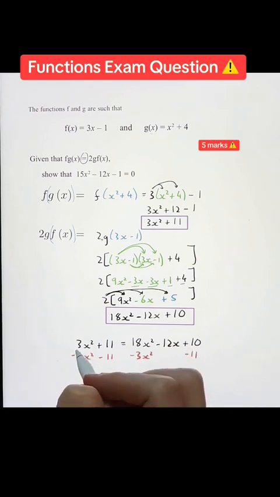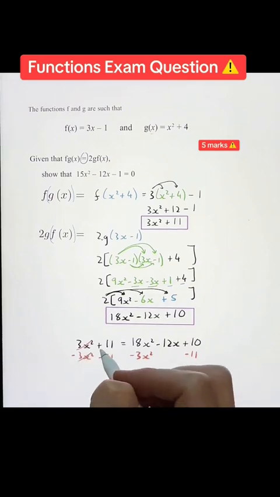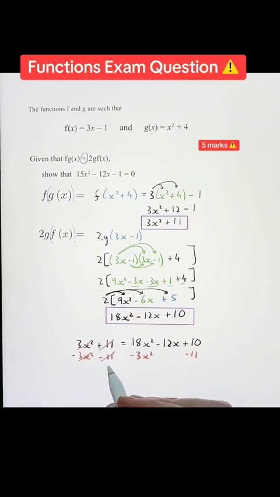On the left-hand side, 3x squared take away 3x squared will cancel, and 11 take away 11 will cancel to leave us with 0. On the right-hand side, I know that 18 lots of x squared take away 3 lots of x squared will simplify to give us 15x squared. I've still got the negative 12x, and 10 subtract 11 gives us negative 1.